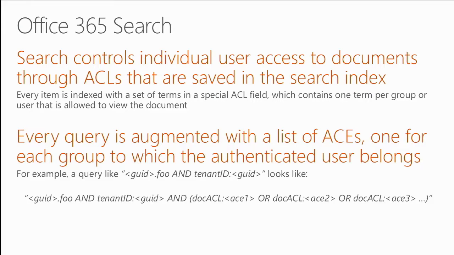So here's an example of the ACLs I mentioned. That's the third thing that we do. So every item that gets indexed, everything in the index also has a set of terms and a special ACL field, and that's going to contain either the group or the user that is allowed to view the document. And then down at the bottom here, you can see an example of what that ends up looking like, where we're literally explicitly searching not just for the tenant ID with the GUID, but also each of the individual access control entries that go along with it, that are tied to the individual search string.